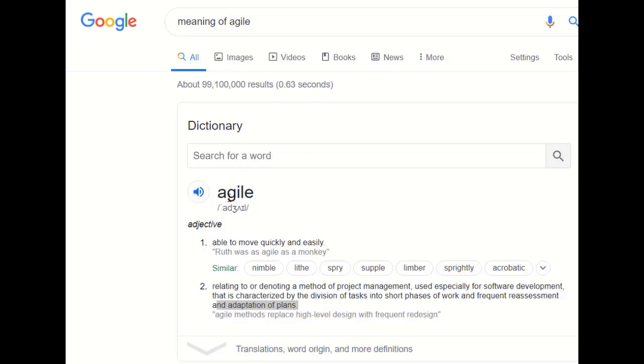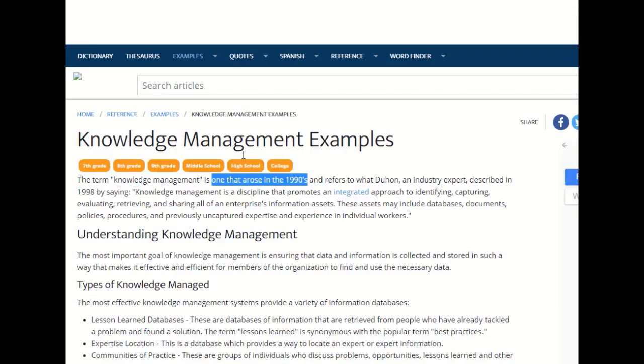I mentioned the word agile, and I searched on the internet, thanks to Google. It is an adjective meaning able to move quickly and easily, and in terms of computer systems, relating to or denoting a method of project management used especially for software development that is characterized by the division of tasks into short phases of work and frequent reassessment and adaptation of plans. So that's agile. And I also searched about knowledge management examples.